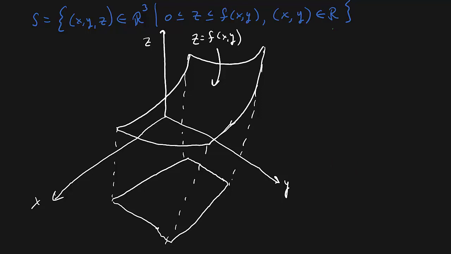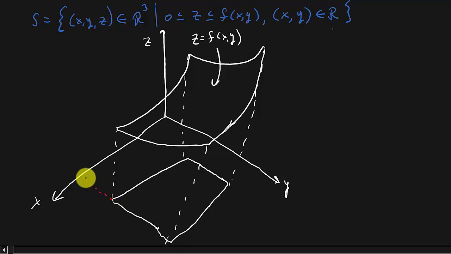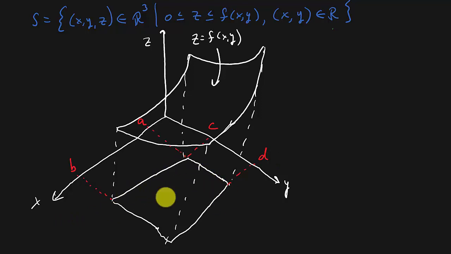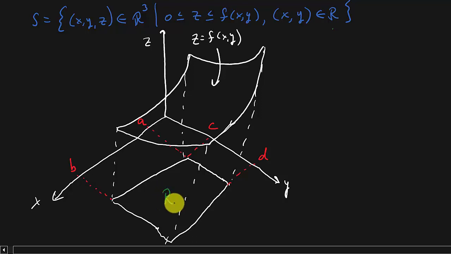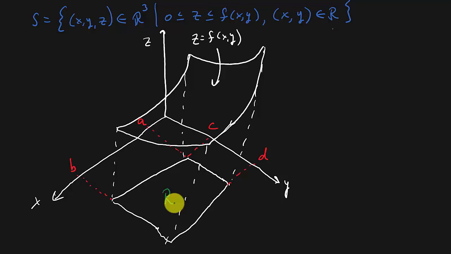And we've got here, this is your a to b. This right here is your c to d. That's the rectangle, a b by c d. This is your rectangle R. That's what we have here. That's what they're talking about.